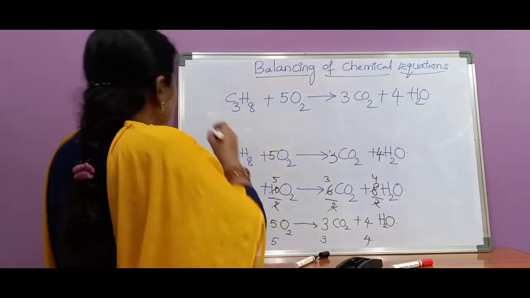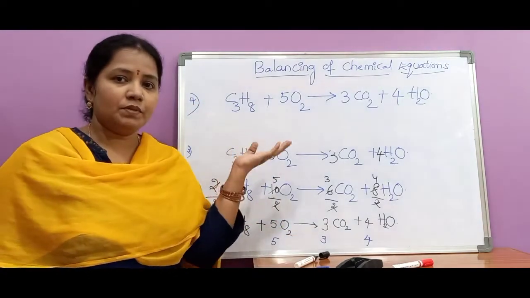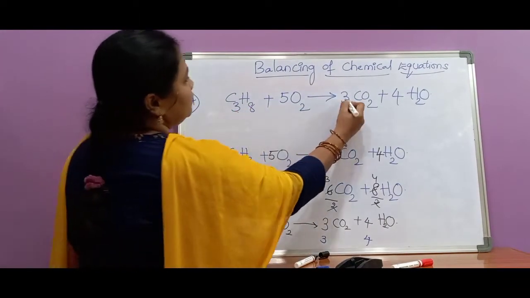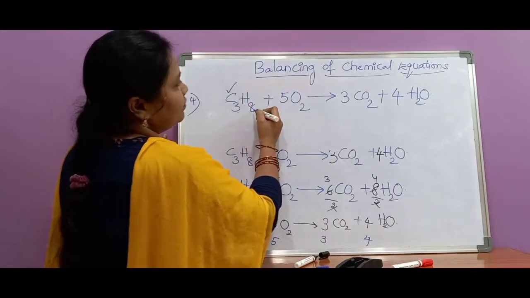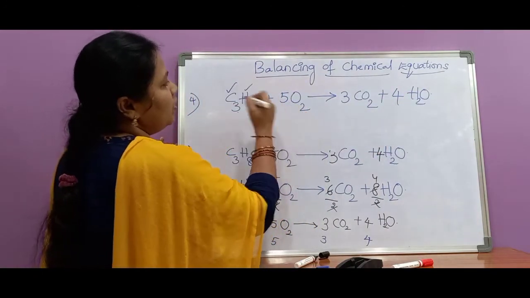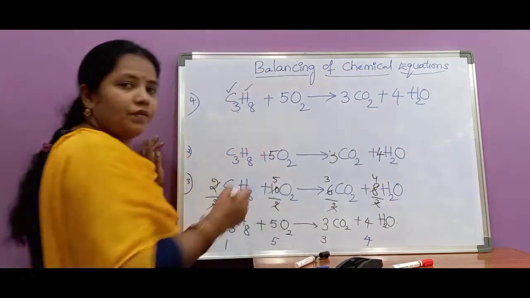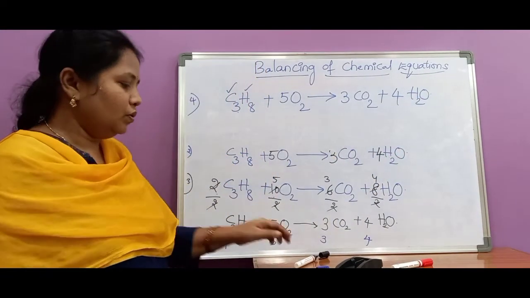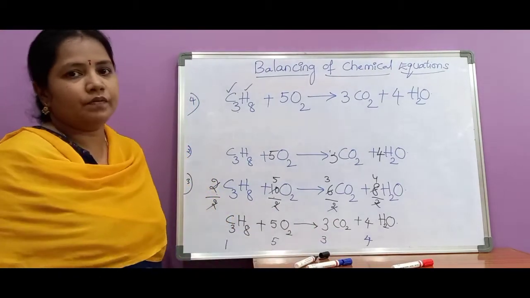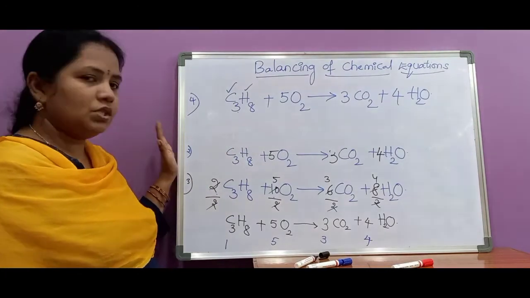So with these coefficients, this is the last step, verification. Once again we have to check. Verification means once again we have to check whether all the atoms are equal or not. C3, 3C, balanced. H8, 4 twos are 8 hydrogens. 5 twos are 10 oxygens, 3 twos are 6 plus 4, so 6 plus 4, again 10 oxygens. Like this, we have to do all the 4 steps for any equation to balance.